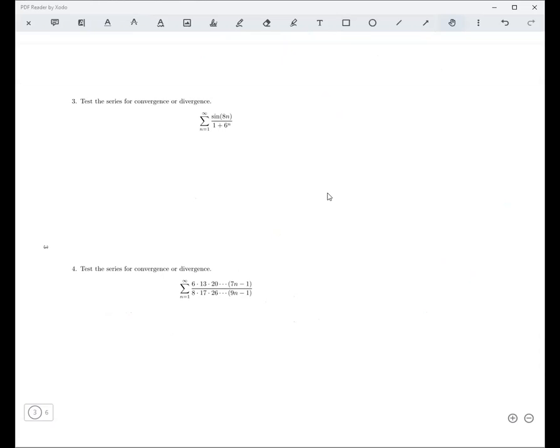Is this one going to converge? Yes, this is going to converge. Okay, because what you can do here is a comparison.